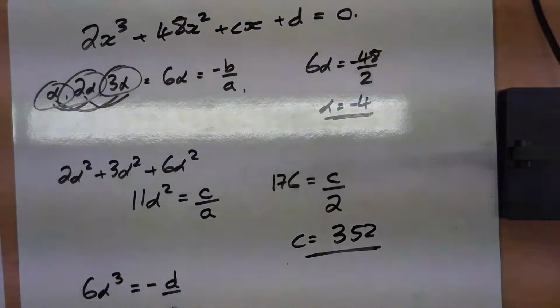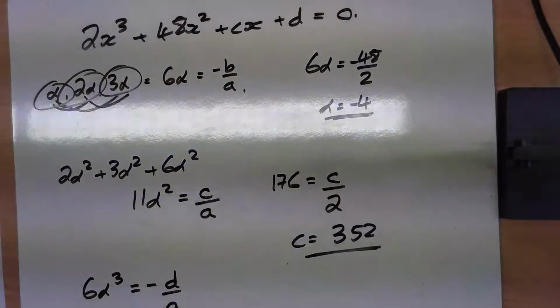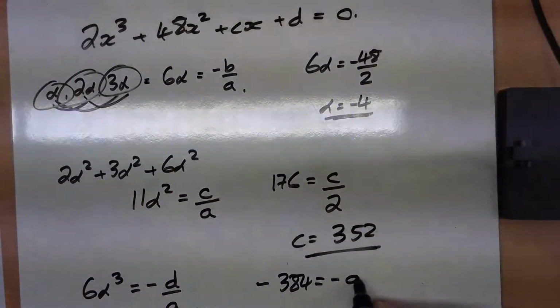And the product of the roots, these three things multiplied together, gives us 6 alpha cubed, and that equals minus d over a, doesn't it? Now, alpha cubed, so minus 4 cubed, you know that's minus 64. Times that by 6 gives us minus 384 equals minus d over a. So that means it's going to be positive, doesn't it? That means d is going to be 768.